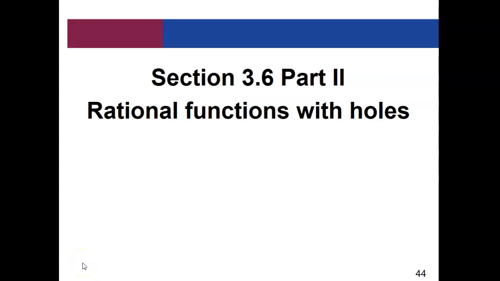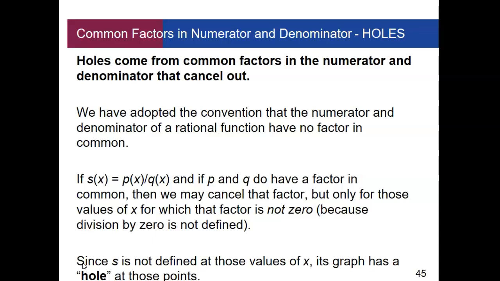Today we're going to be finishing up section 3.6 talking about rational functions that have holes in them. We kind of operated under the premise for last class that our numerator and our denominator did not have any common factors. So when they have a common factor in the numerator and the denominator that would cancel out, we're left with a hole in the graph. There's a special way to handle that hole, and that's what we're going to be dealing with today.